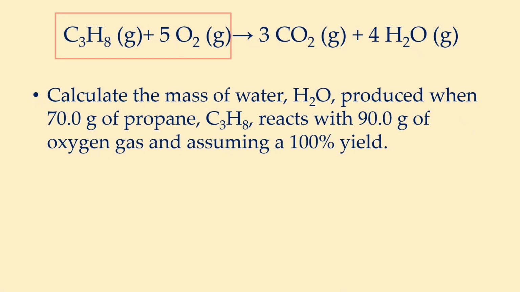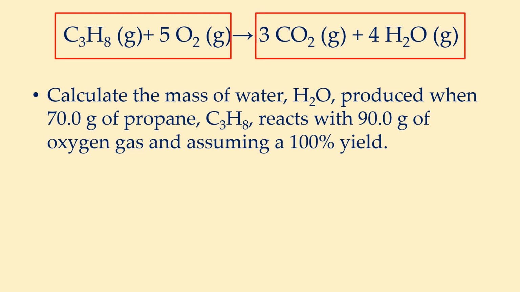Here, propane combusts or reacts with oxygen gas to yield carbon dioxide and water. Again, take a moment to recognize that the equation is balanced. Calculate the mass of water produced when 70.0 grams of propane reacts with 90.0 grams of oxygen gas and assuming a 100% yield.